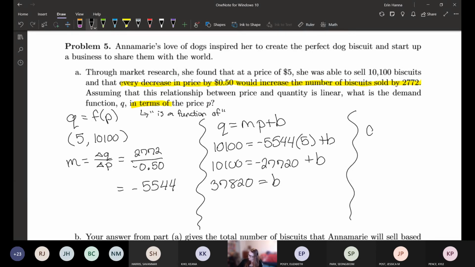So the demand function will be, I guess it doesn't matter which one we put first, but I usually put the slope first. So negative 5544 P plus 37,820. Am I going to run out of space? Did it. So that would be our demand function in terms of price.